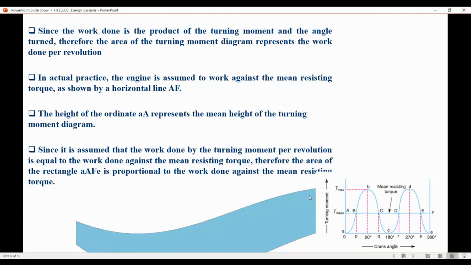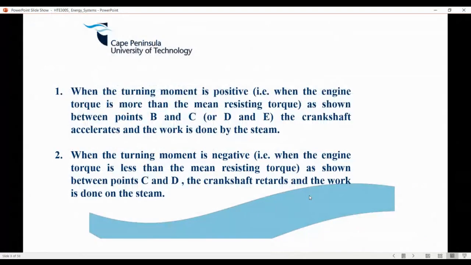And they're saying since it is assumed that the work done by the turning moment per revolution is equal to the work done against the resistive torque, therefore the area of the rectangle a, A, F, E is basically the work done against the mean. So it's basically the whole bottom part that is the work done against the mean. So, the work essentially required for the load to drive, right? That whole box of small a, big A, F, small e is essentially the work required, or the work done.